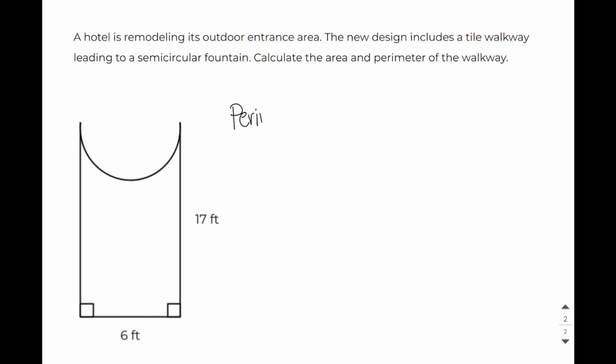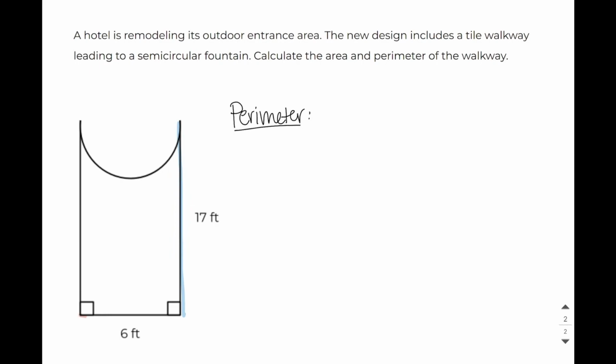All right, let's figure out our perimeter now. So our perimeter is the outside piece, okay? So our perimeter is going to consist of this side that we know is 17, as well as this side that we know is 6, as well as this side that we know is 17 also again. And then we also have this circumference right here that we actually have to calculate. So how do we find that?